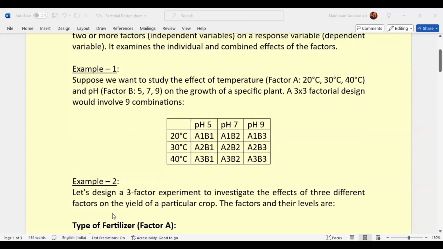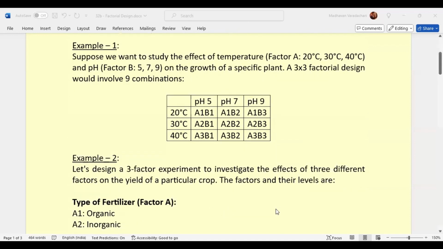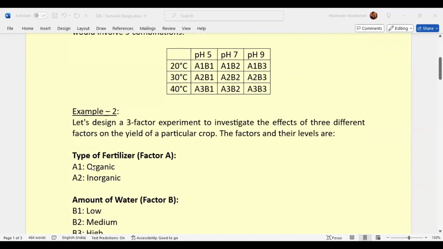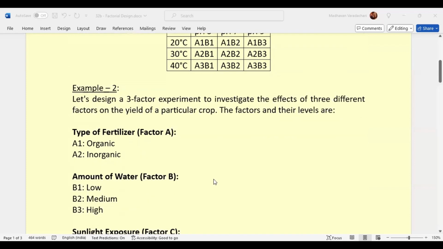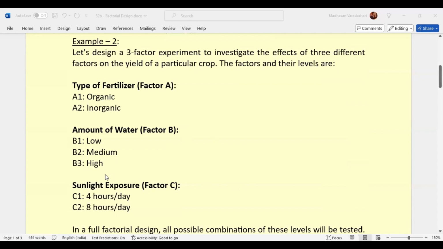Another example, let us design a 3-factor experiment to investigate the effects of 3 different factors on the yield of a particular crop. The factors and their levels are: first factor is factor A, type of fertilizer. Is it organic or inorganic? We are calling it as A1 and A2. Amount of water, factor B. Low, medium, high, which is B1, B2, B3. Sunlight exposure, factor C. C1 and C2, 4 hours per day, 8 hours per day.